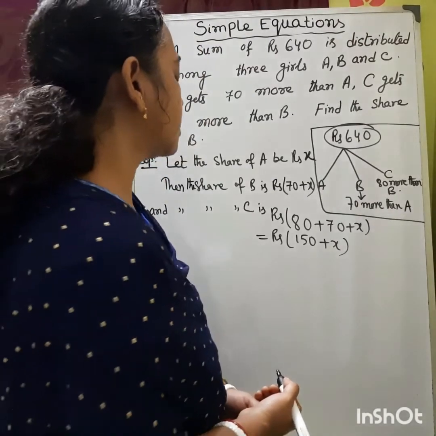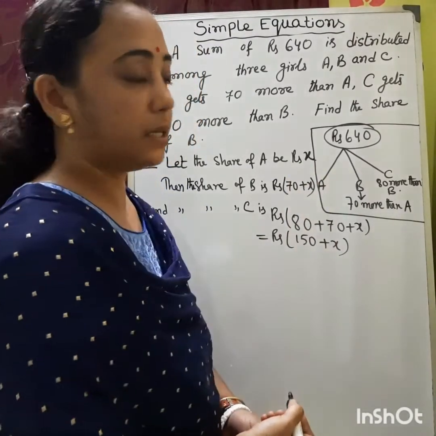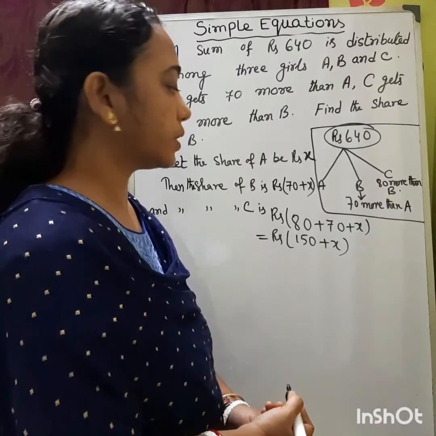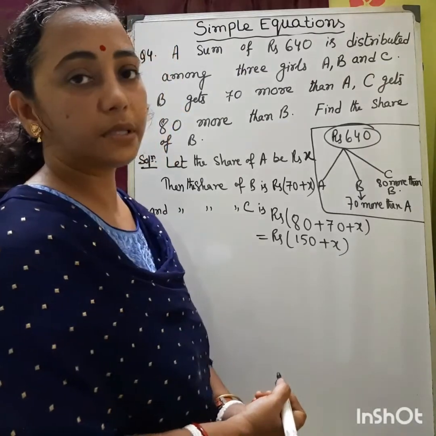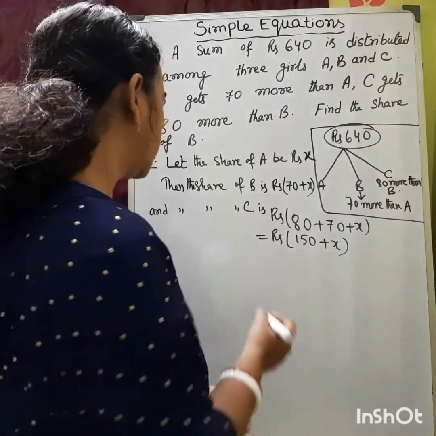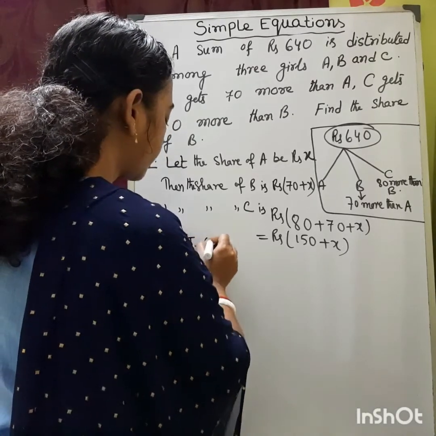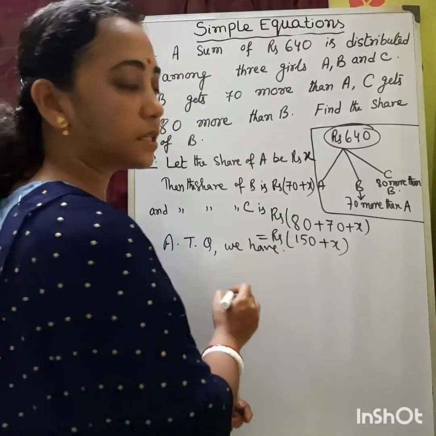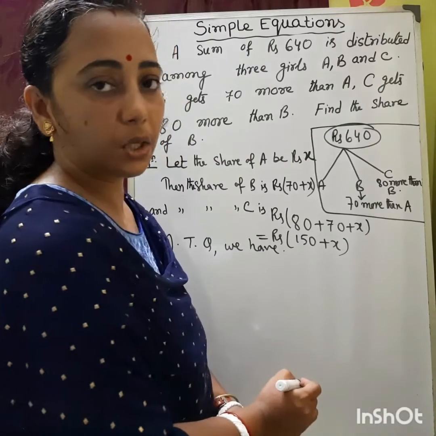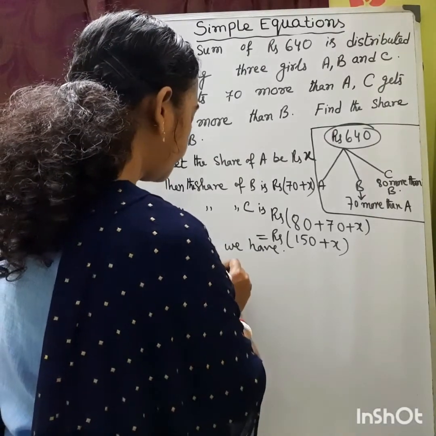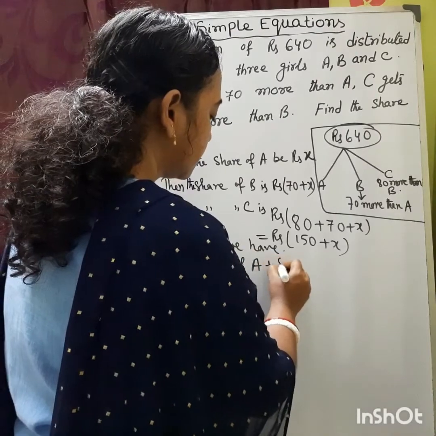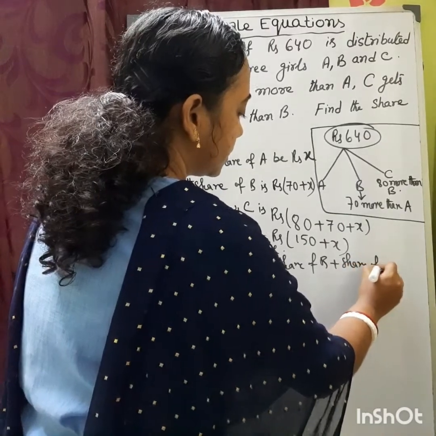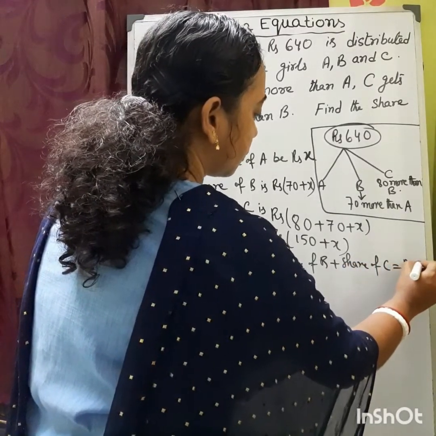Now according to this question, the sum of the shares of A, B and C is 640. That means the 640 amount is distributed among A, B and C. So the sum of their shares will be 640. So according to the question, we have the share of A plus the share of B plus the share of C is equal to rupees 640.